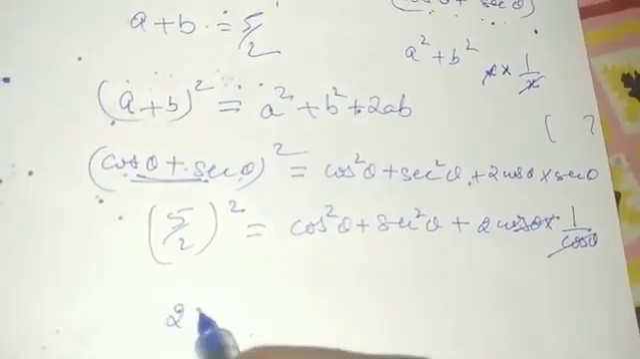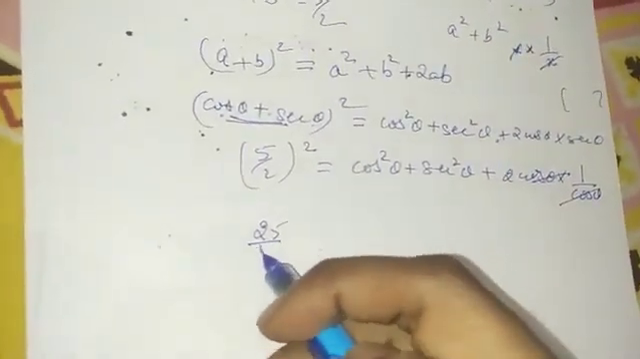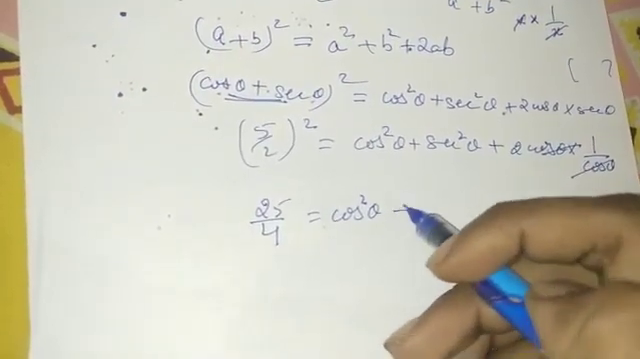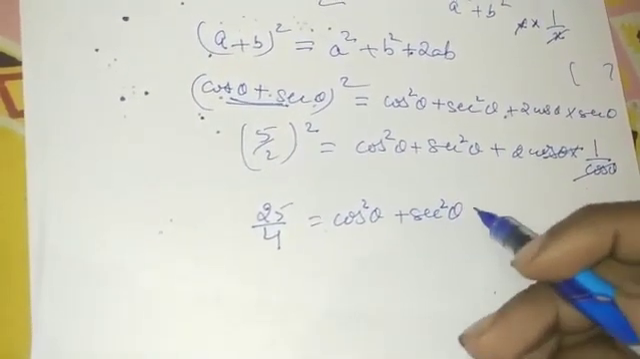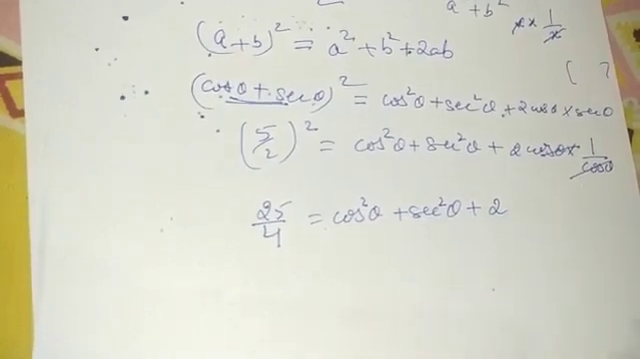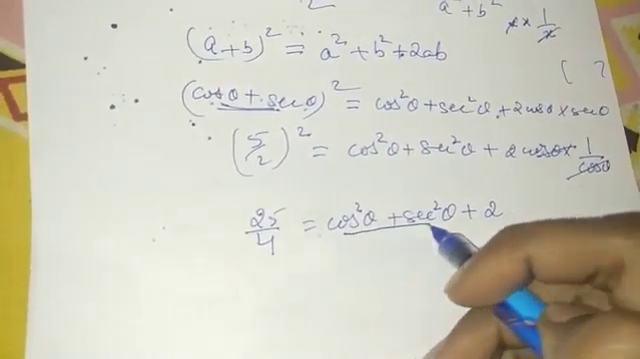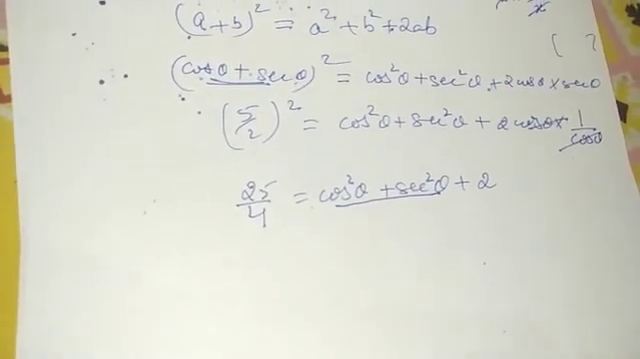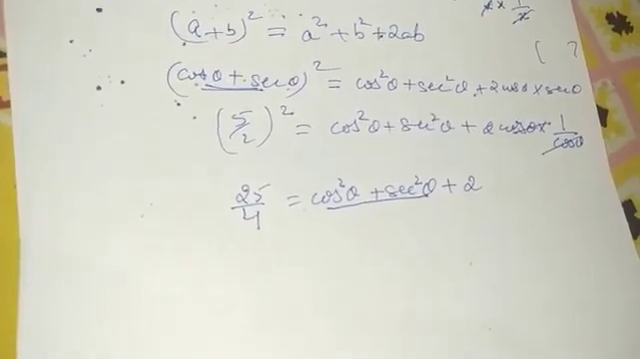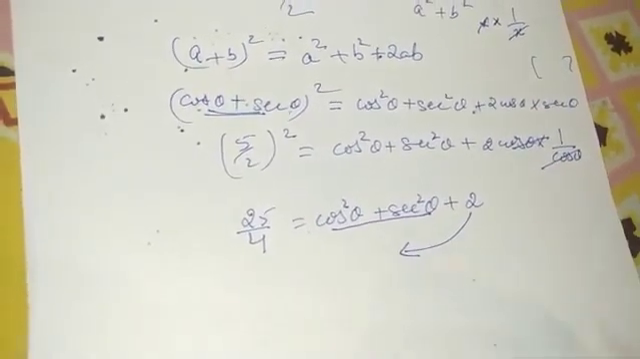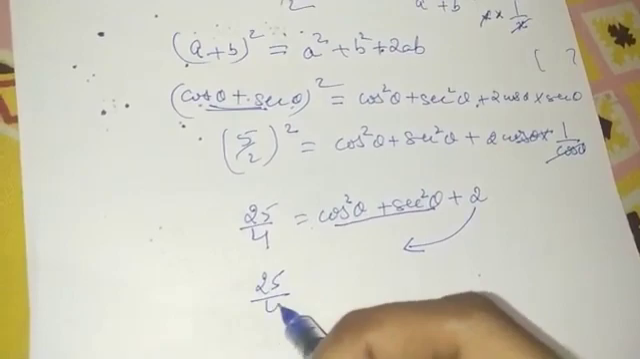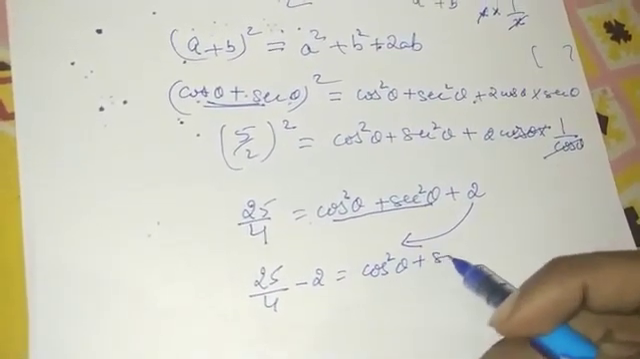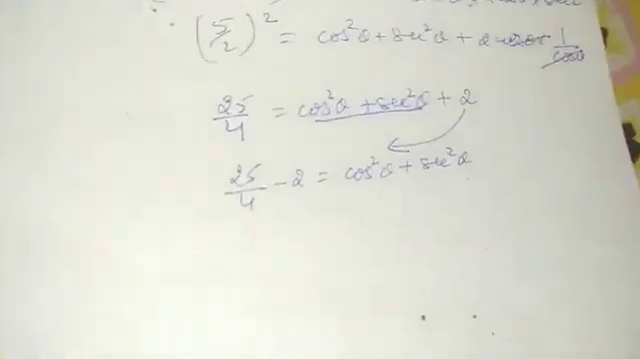Now, what will be the expansion of this? This will be 25 upon 4 is equal to cos square theta plus sec square theta plus 2. Now, this is what we have to calculate. So along with this, if there is any other number that is getting added or subtracted, we have to remove it. Yes, we can see that 2 is getting added. So on sending it to the other side, 2 will get subtracted. So it will become 25 upon 4 minus 2 is equal to cos square theta plus sec square theta.